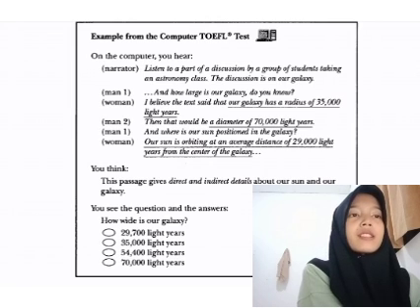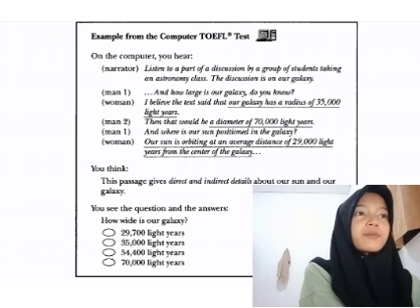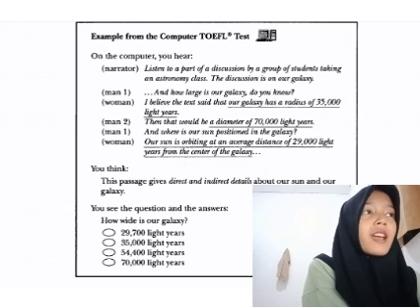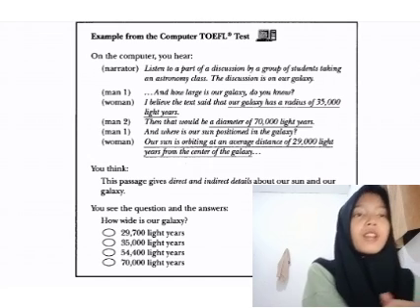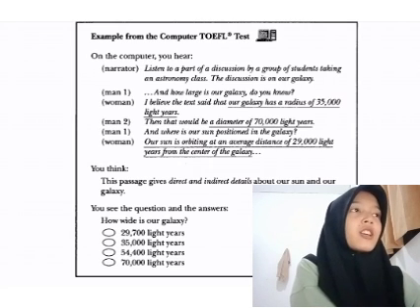How wide is our galaxy? So how wide is our galaxy? Our sun is orbiting at an average distance of 29 light years from the center of the galaxy. So the answer is 35,000, yeah, 35,000. So the answer is B, guys. 35,000 light years.